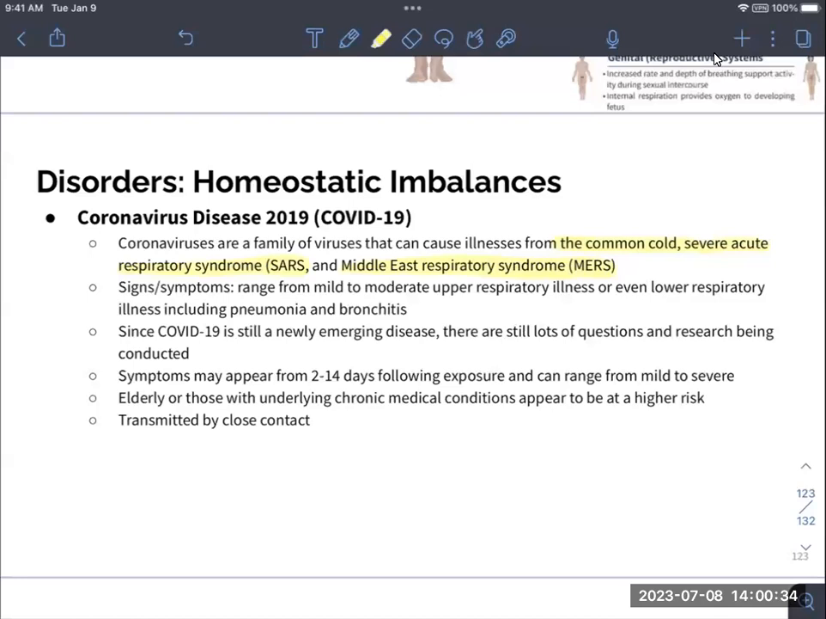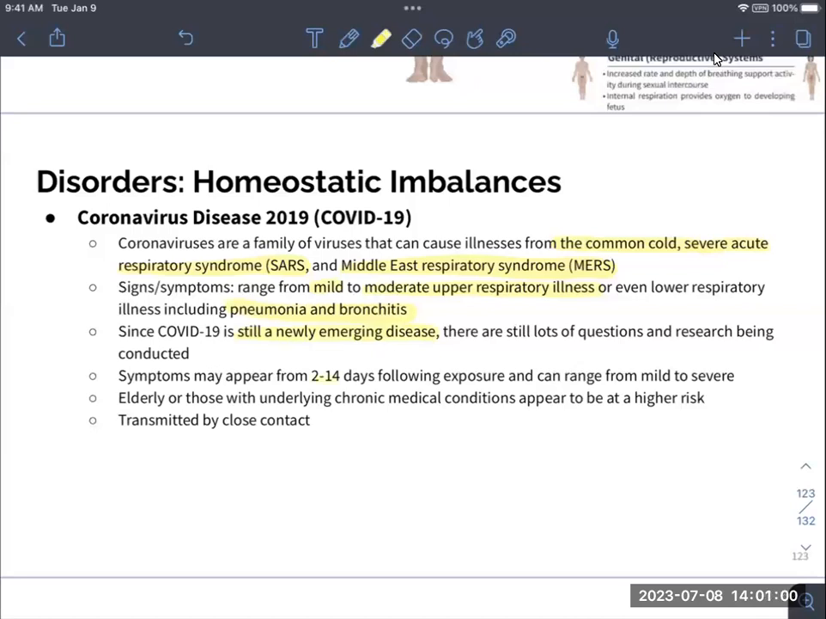People who have or had COVID-19, their symptoms can be very mild to where they don't even know they have it. They can cause upper respiratory infections, lower respiratory infections. It can cause people to get pneumonia. It can cause bronchitis. It's still a new emerging disease, so there's still a lot of research being conducted.